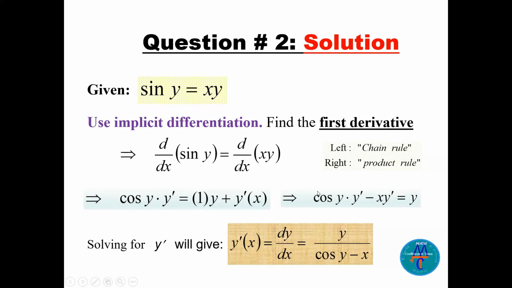Okay, so I put all the terms with y prime on one side, and then I leave y on the other side. So I can take y prime as a common factor. So y prime, which is dy over dx, will be y divided by cosine of y minus x. This is the first derivative. You can try the second derivative by yourself if you like, before you see the answer.